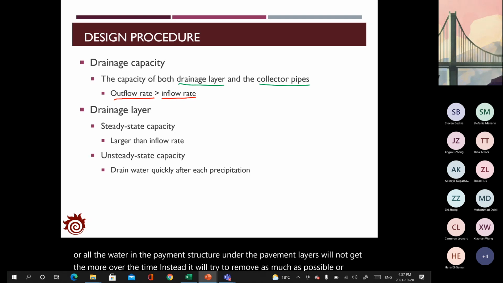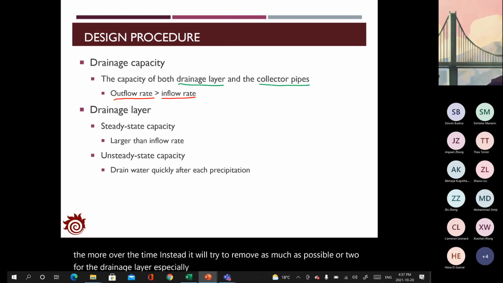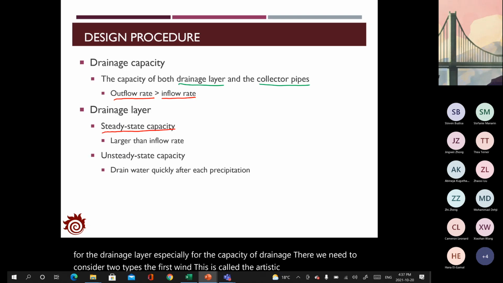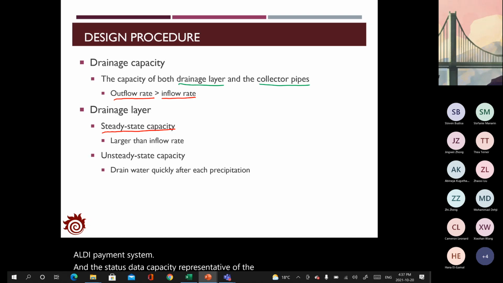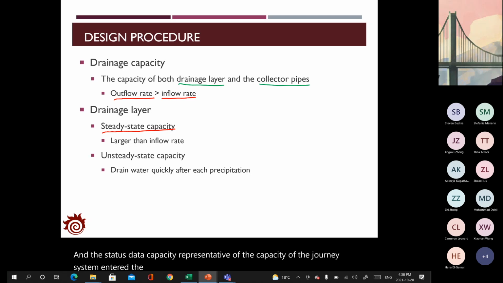For the drainage layer, especially for its capacity, we need to consider two types. The first one is called the steady state capacity. Usually this one will be larger than the inflow rate of the pavement system. The steady state capacity represents the capacity of the drainage system under normal situations, the maximum amount of water that can be removed during a unit time and unit length.